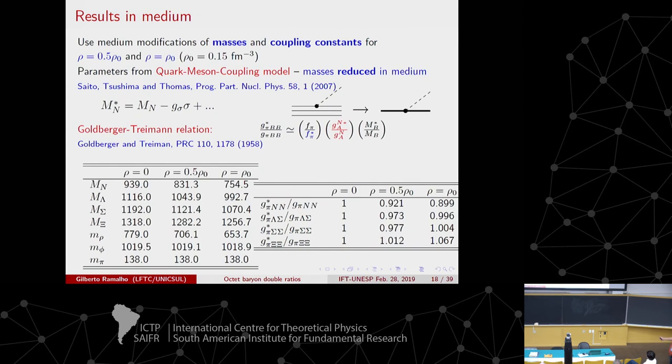So you pick the density you want. You use the quark meson coupling to calculate the effect. The density for us is a parameter. You can choose zero as the background.